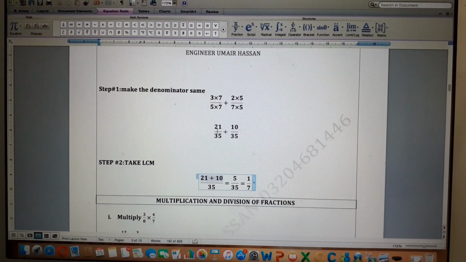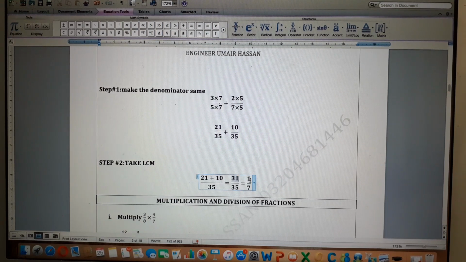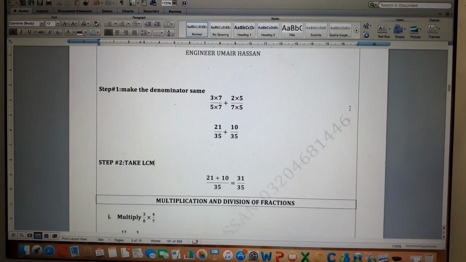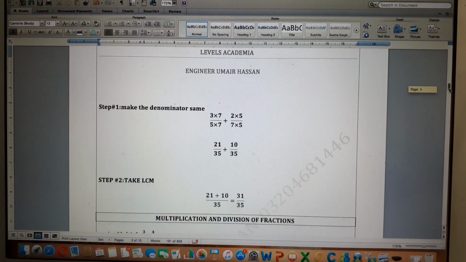I will be adding 21 plus 10, which is equal to 31. So 31 over 35 will be my answer. I cannot simplify it further over here, so this is my answer, 31 over 35. That is basically the result of addition.